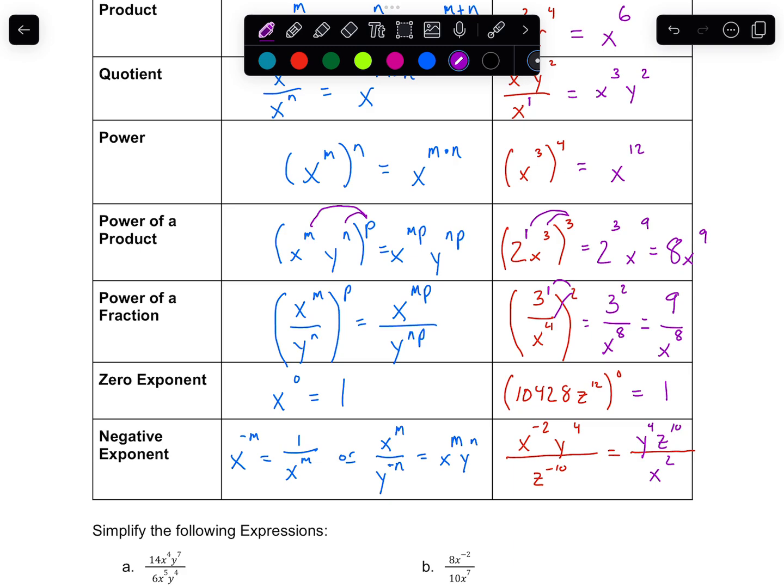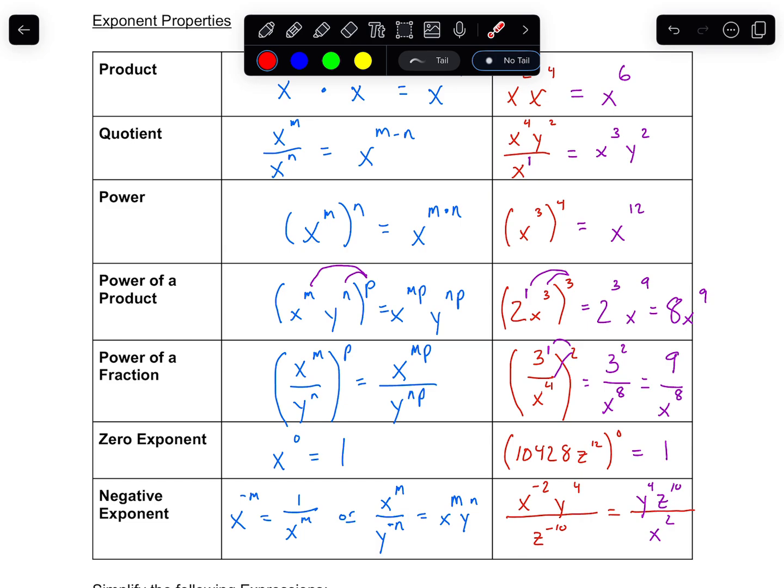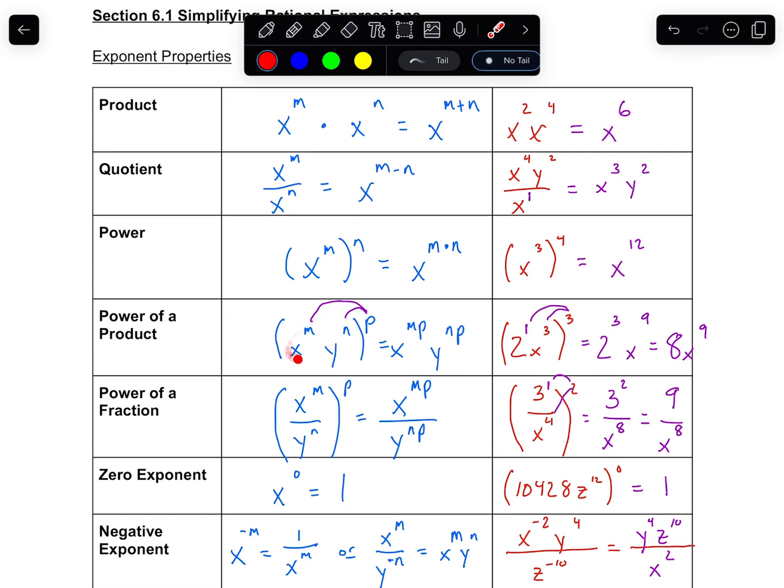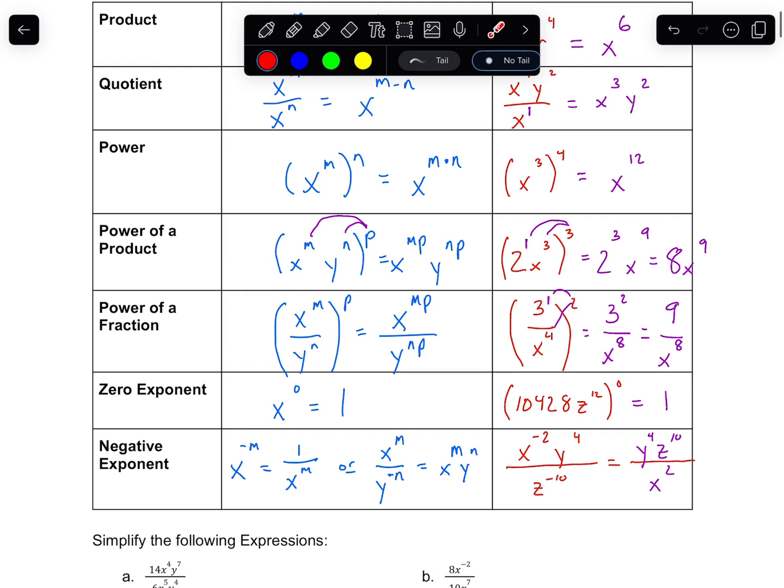And usually all of these steps can be done in any sort of order, just as long as you're following them exactly. What I usually like to do is simplify what's inside the parentheses if we have any parentheses first, and then distribute. And then my last step is usually going to be our negative exponent, just to clean everything up.